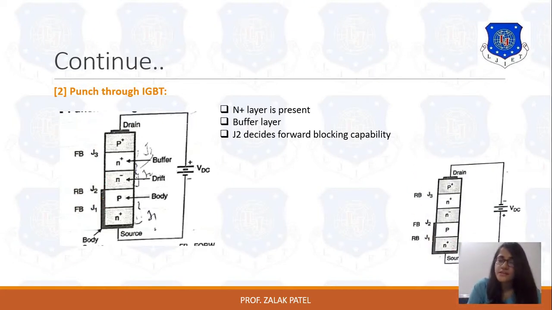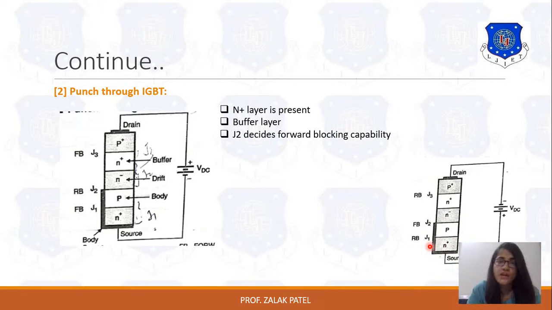What happens when it is connected to negative voltage? Then J3 and J1 are reverse biased and J2 is forward biased. Now we compare the punch through IGBT's operation with the non-punch through IGBT operation when reverse voltage is applied. We already discussed that J1 is heavily doped with N plus at the source. Because of this heavy doping at the source side, J1 does not have the capability of blocking voltage.